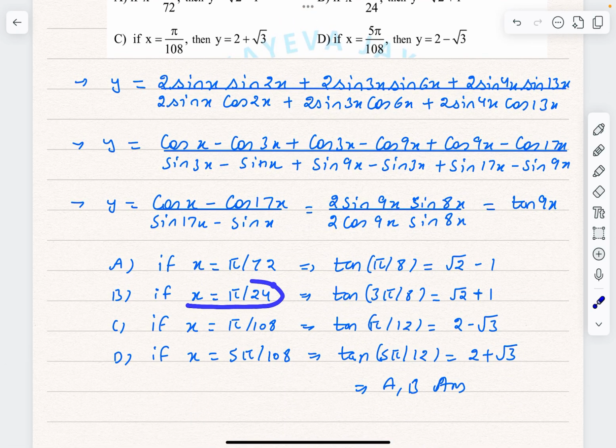if you put x as pi by 24, you get tan 3 pi by 8, which will be just tan 67.5. So the same we can find that also. Basically, this will be equal to cot of the complementary angle, and cot you can just see as the reciprocal. So you get this to be root 2 plus 1. If we take x as pi by 108, we get tan pi by 12, which is 15 degrees. We discussed that was 2 minus root 3. And 5 pi by 108 will give you tan 75 degrees, which will be 2 plus root 3. So the answer will be A and B only.